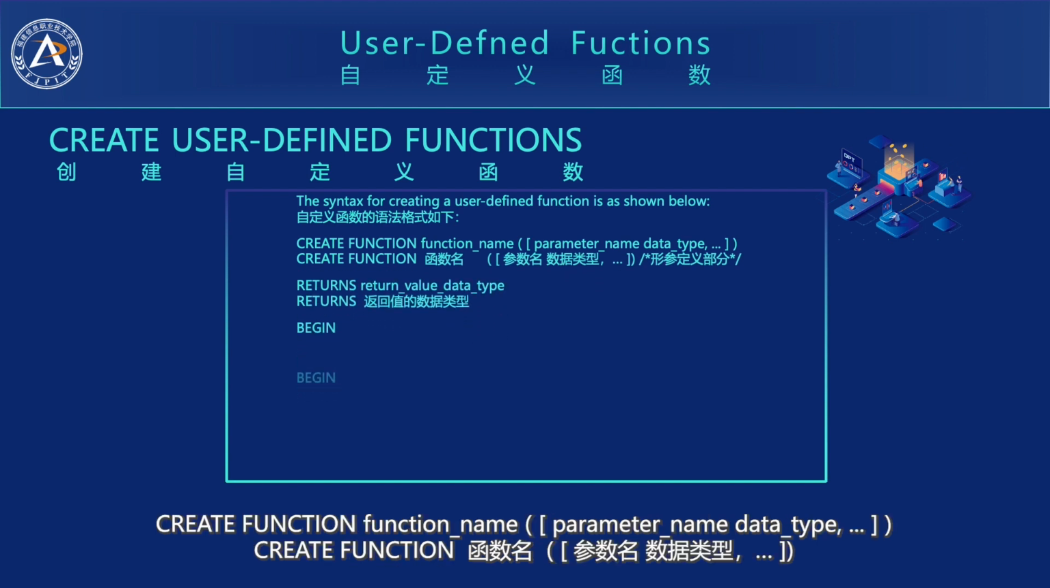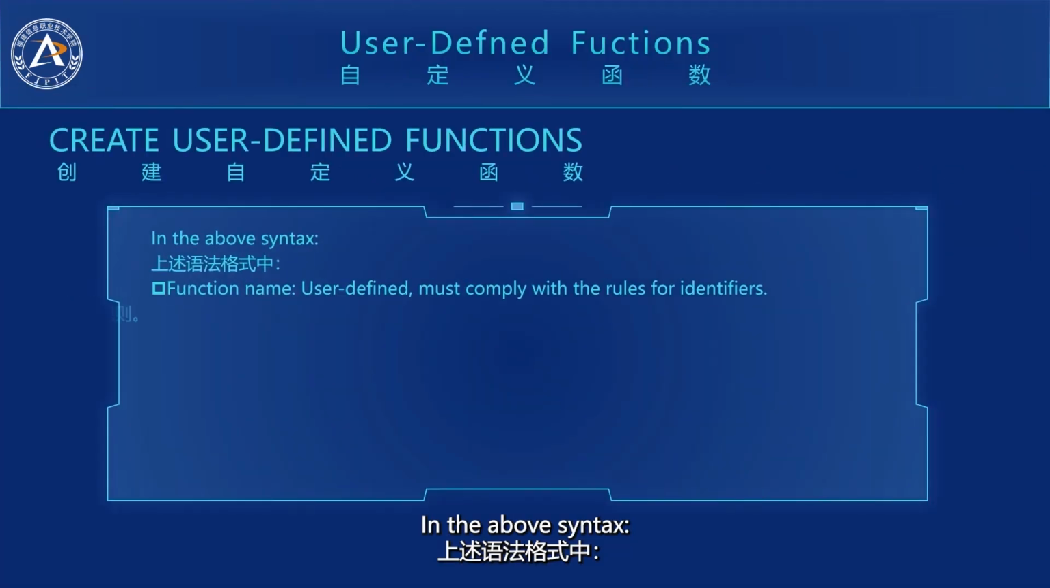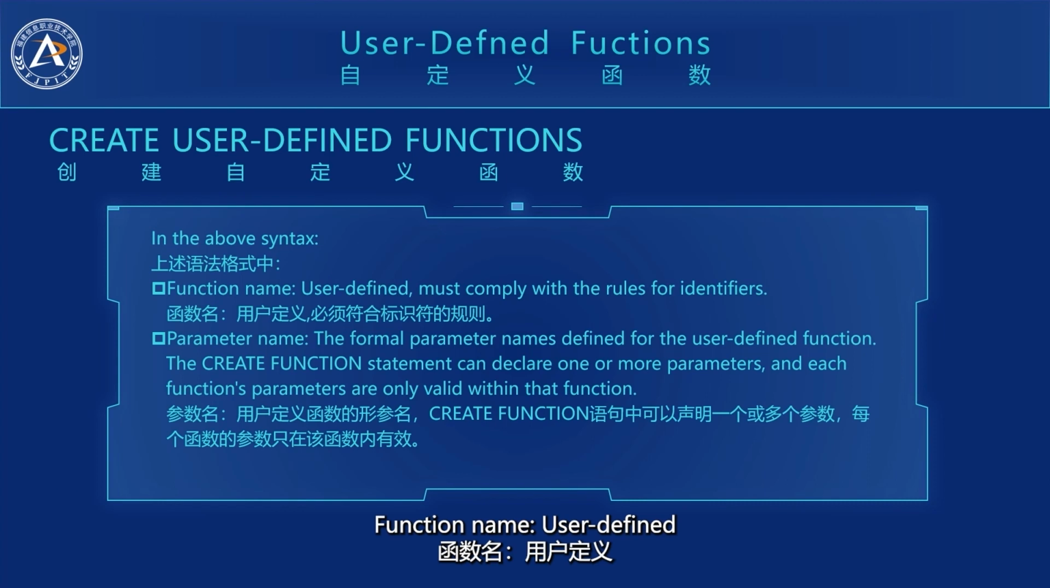Create function function name (parameter name data type) returns return value data type. Begin. Function body. Return value data. End. In the above syntax, function name, user-defined, must comply with the rules for identifiers.